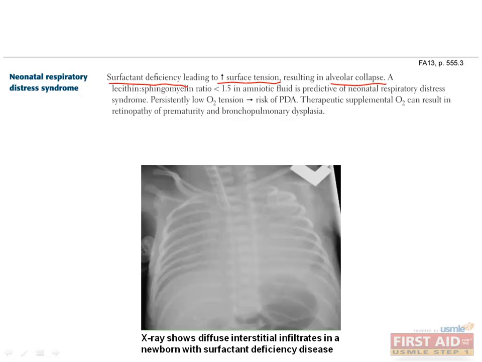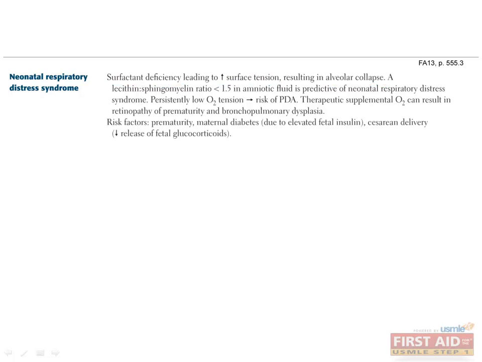On chest x-ray, you can see these diffuse interstitial infiltrates. So who's at risk for neonatal respiratory distress syndrome? Classically, it's preterm infants, especially those before 35 weeks. Other risk factors include maternal diabetes and C-section.